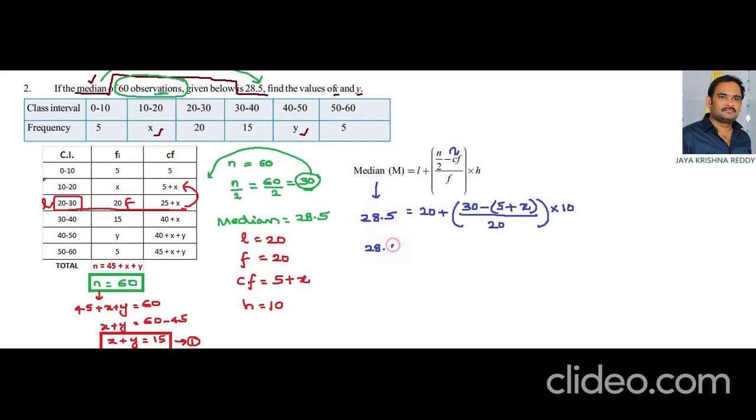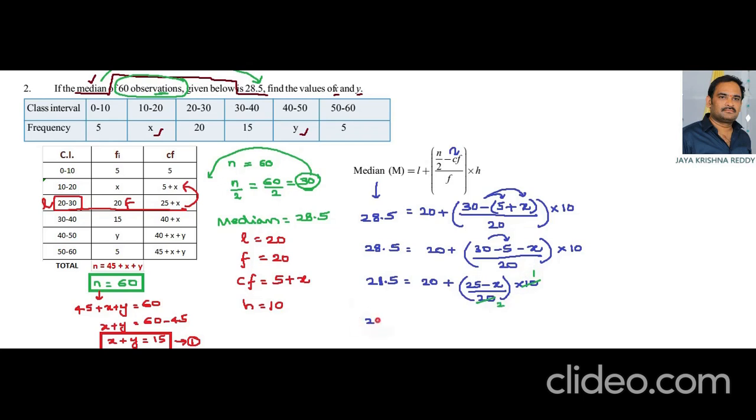So in the next step, 28.5 equals 20 plus, simplify the numerator first: 30, and multiply the terms with the negative symbol. So minus into 5 is minus 5, and minus into plus x is minus x, by the denominator 20 into 10. So 28.5 equals 20 plus, the numerator becomes 30 minus 5, which is 25 minus x, by the denominator 20 times 10. You can cancel the 10 and 20 with the 10 table: 10 ones are 10 and 10 twos are 20.